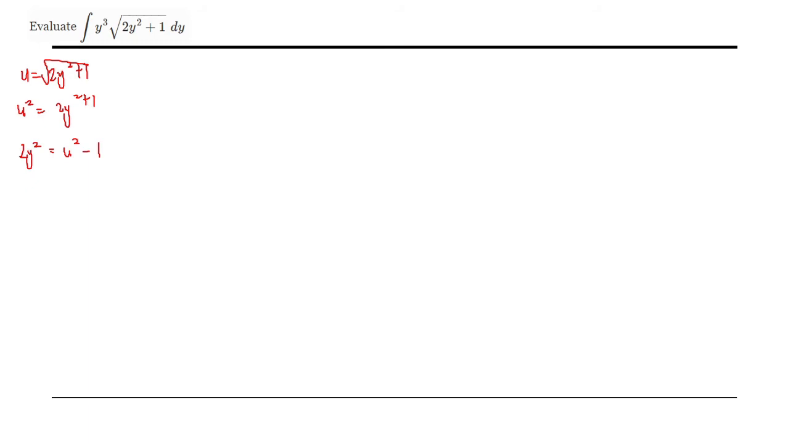So divide both sides by 2. So that's y squared is equal to u squared minus 1 times 1/2. To integrate that one, 2y dy is equal to the differential of this one, which is equivalent to 1/2 times the differential of this one, 2u du. 1 is constant, so that's 0.